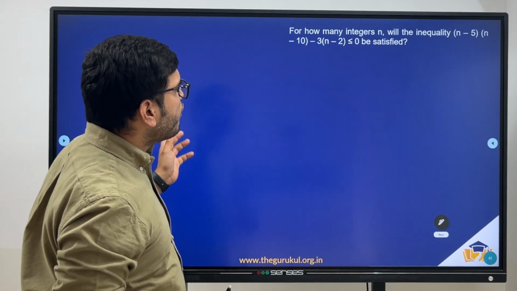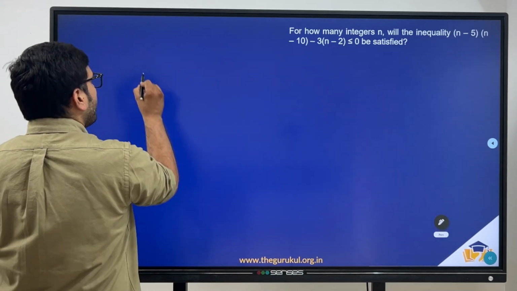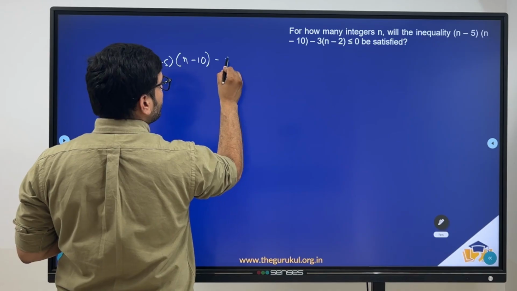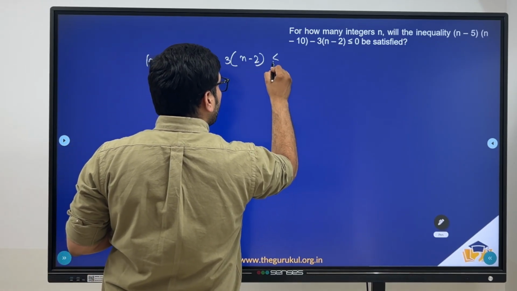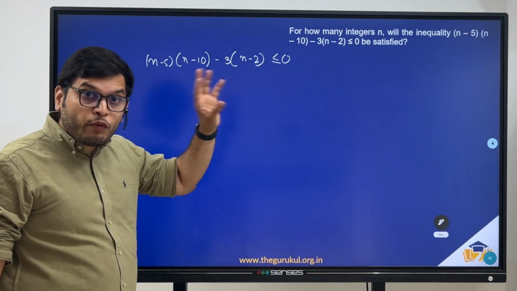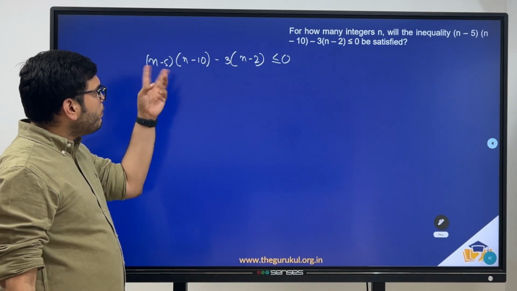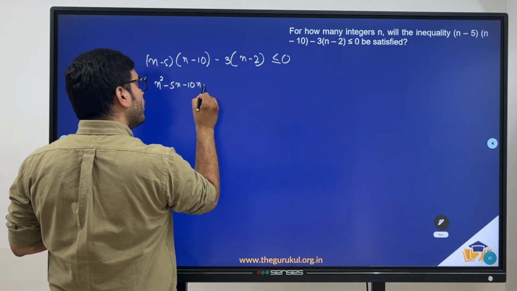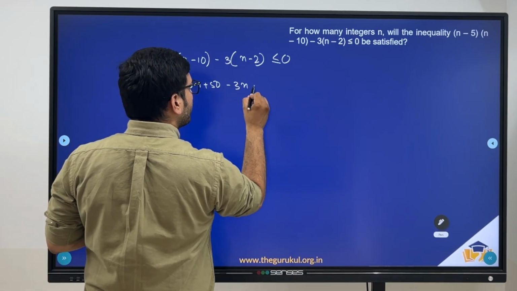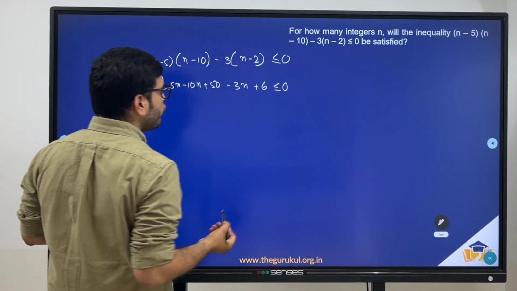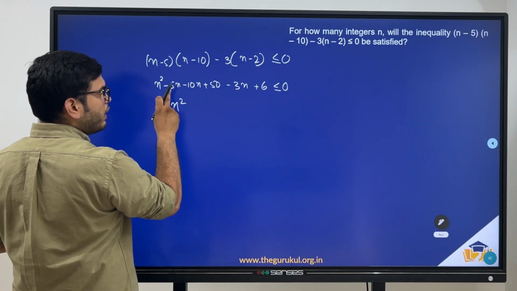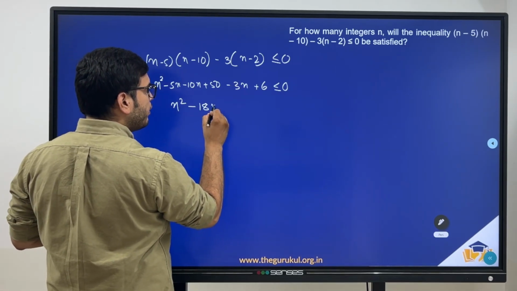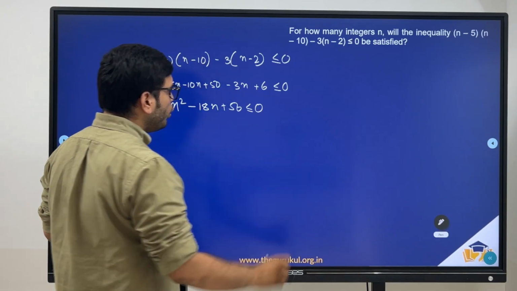Now coming to the second question: for how many integers n will the inequality (n minus 5) into (n minus 10) minus 3 into (n minus 2) less than or equal to 0 be satisfied? Now let me expand this. Then we'll be having n square minus 5n minus 10n plus 50 minus 3n plus 6. This should be less than or equal to 0. So we have n square minus 18n plus 56 less than or equal to 0.